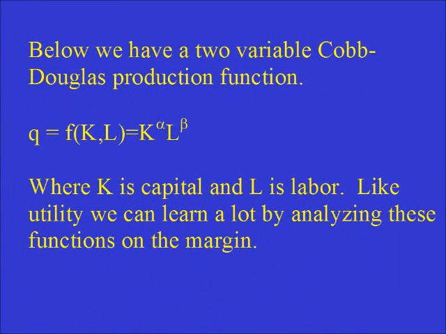We have an example of a two-variable Cobb-Douglas production function, where Q is a function of capital and labor, where capital is raised to the alpha power multiplied by labor raised to the beta power. Like in utility theory, we can learn a lot by analyzing these functions at the margin. Let me say a little about the Cobb-Douglas production function. We've actually used a Cobb-Douglas utility function because it's easy to work with.